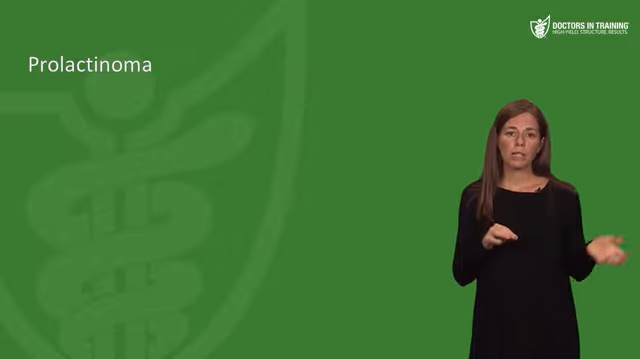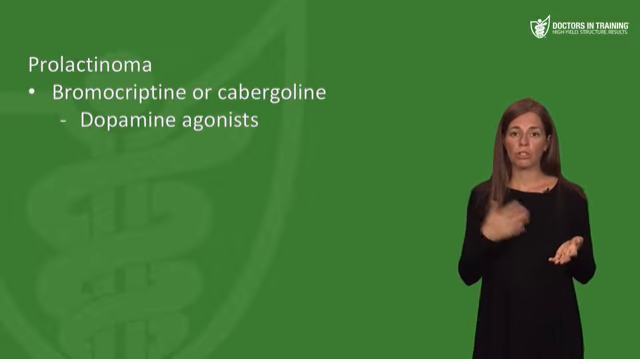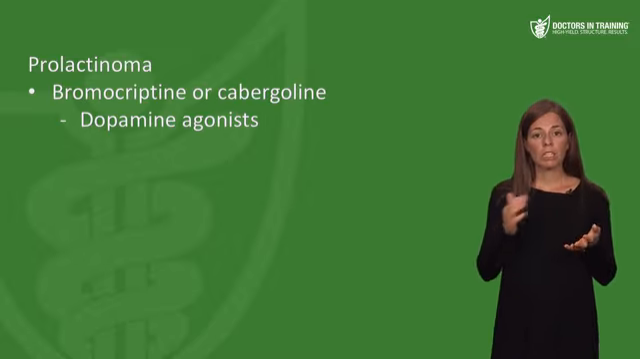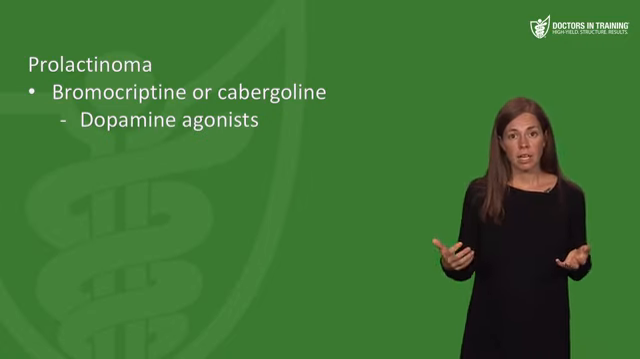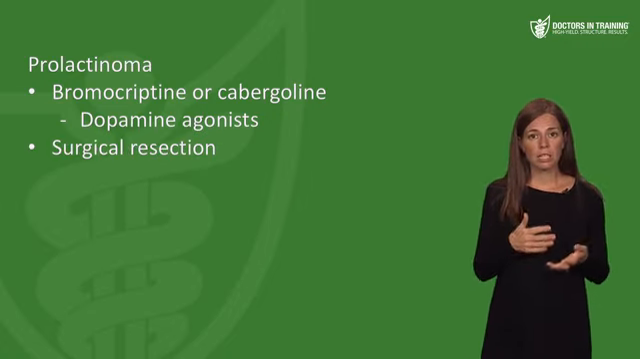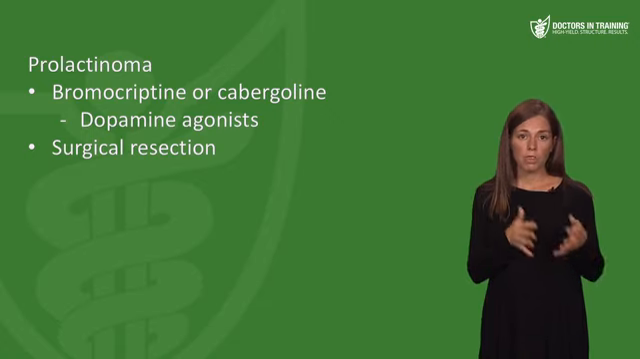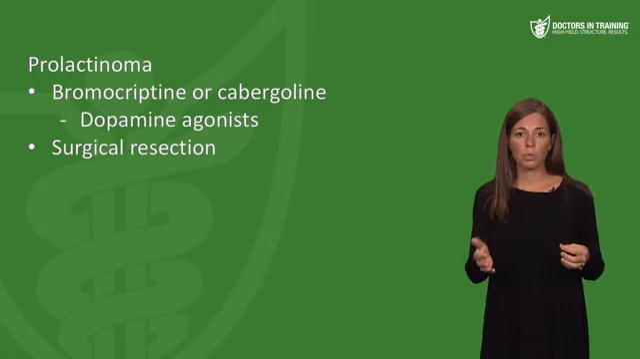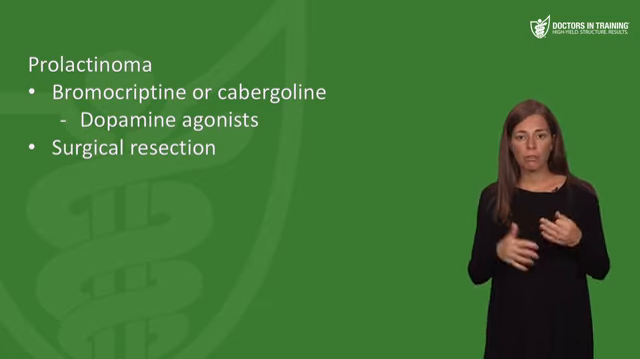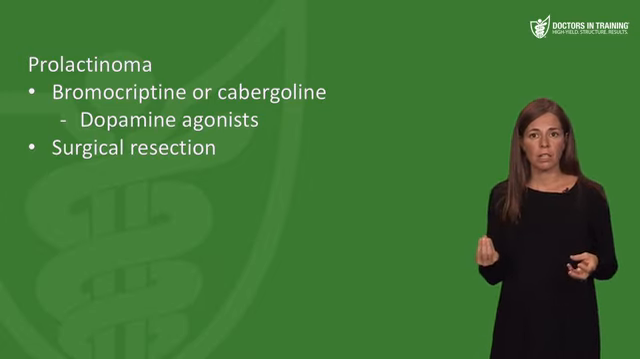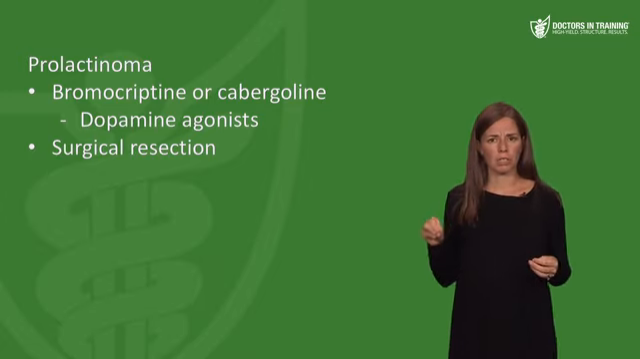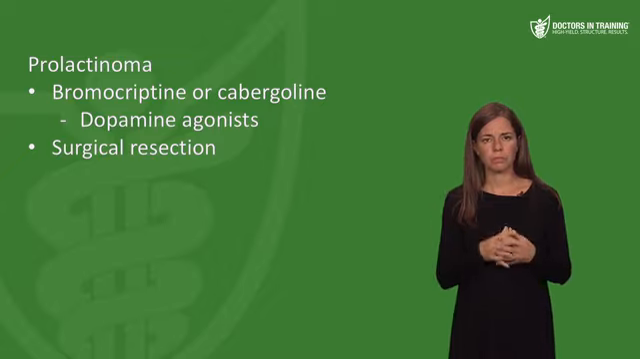So you can treat this medically with bromocriptine or cabergoline, which are dopamine agonists. Remember that dopamine inhibits prolactin. Sometimes surgical resection is needed if visual symptoms are severe, but the dopamine agonists work quickly to reduce the prolactin level, but take several months to affect the size of the adenoma, so you really don't want to leave a nerve compressed that long if you have a large tumor.